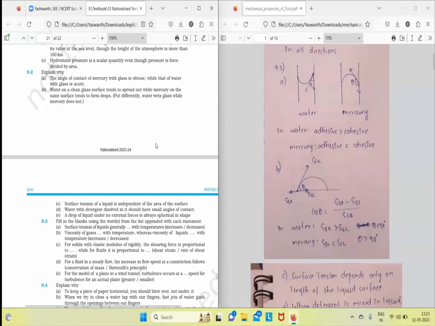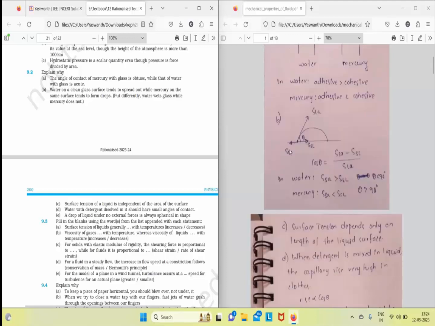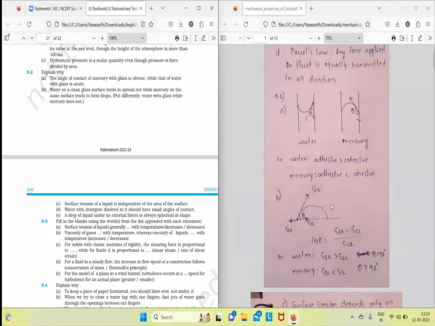So coming to the second question, water on a clean glass surface tends to spread out while mercury on the same surface tends to form drops. Put differently, water wets glass while mercury doesn't. Here, this is again a natural phenomenon. Suppose you pour some water on the floor, you can see it spreading. But mercury doesn't occupy place like this. Mercury will form a little sphere over the surface.